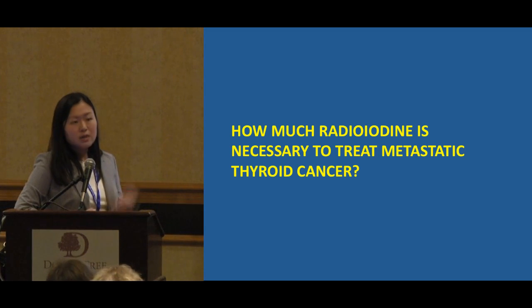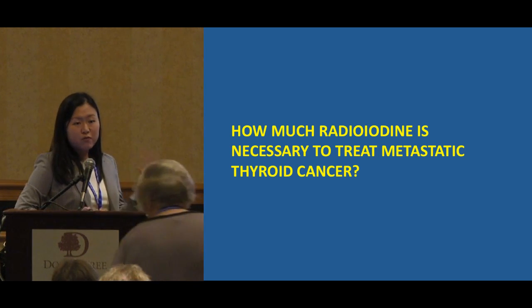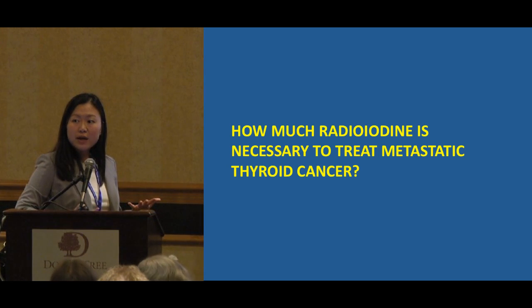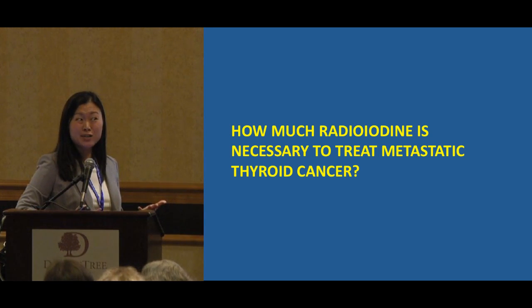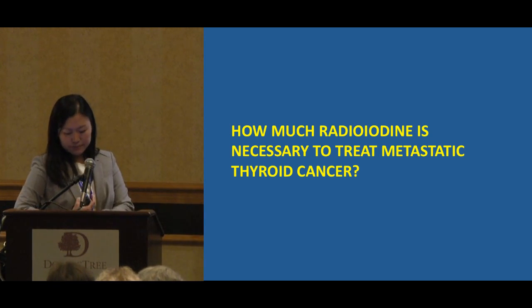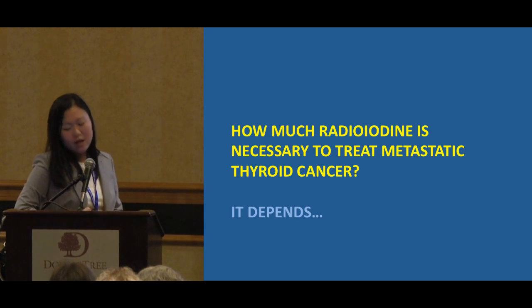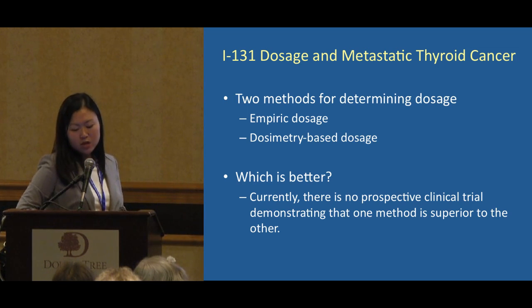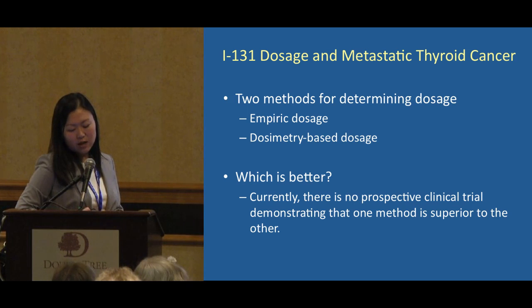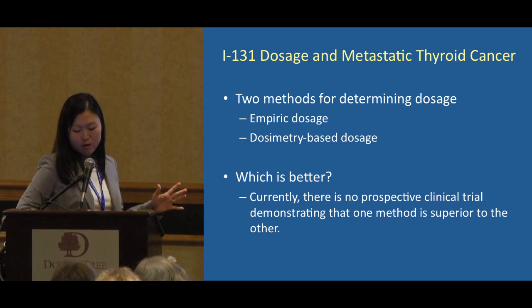So then the question arises. Okay, so we've determined that unfortunately the cancer has spread to other parts of the body, but the good news is the cancer still takes up radioactive iodine, so the patient can be treated with radioactive iodine. Now, how do we decide how much high-dose radioactive iodine we're going to give the patients? And it depends. Right now there are two general types of way we figure out how much radioactive iodine to give to patients who have metastatic thyroid cancer that still takes up radioactive iodine. You have what we call empiric dosage, and we also have what we call dosimetry-based dosage. And I'm going to go into details of what each one of them are.